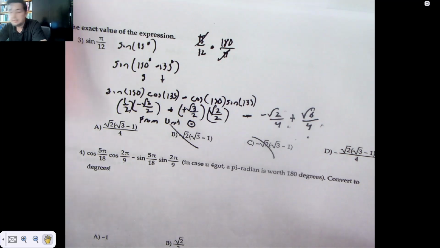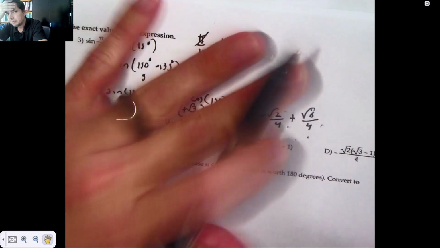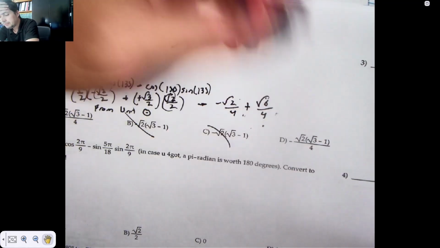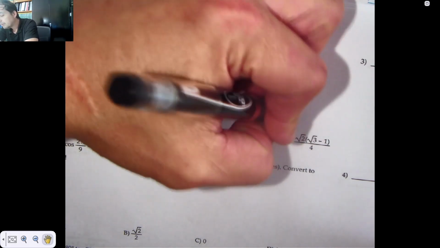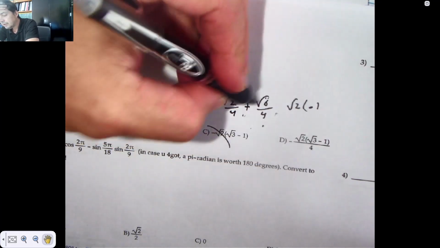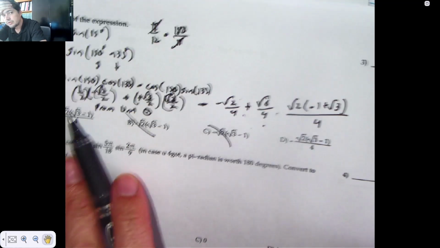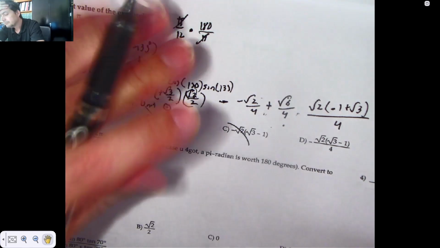What they actually have done here is, instead of what I did, they pulled a root 2 from both of them. But you can still pull a root 2. And should I pull a positive or negative? I don't think it really matters. If I pull a root 2 from a negative root 2, I have a negative 1. If I pull a root 2 from a root 6, I have a root 3. And it's all over 4. So that looks like choice A to me. Maybe backwards, but it's choice A.